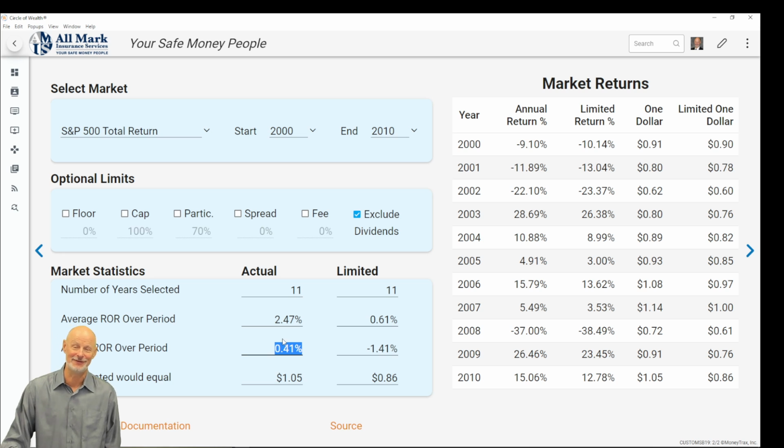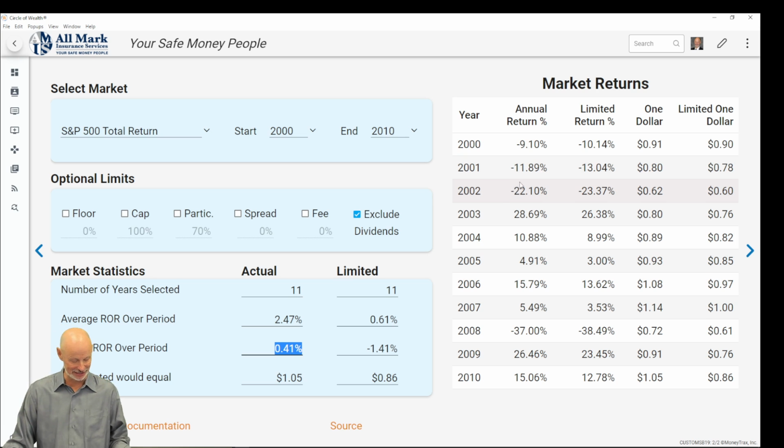So if you had invested $1 on January 1st of 2000 and taken it all the way out to the end of 2010, you'd have had $1.05. And that was if there were no fees, no taxes, nothing along those lines. And we all know there are fees hidden inside of there. Well, what happened during here?